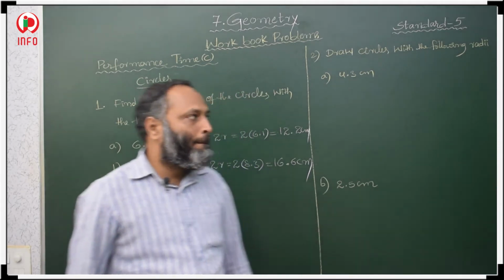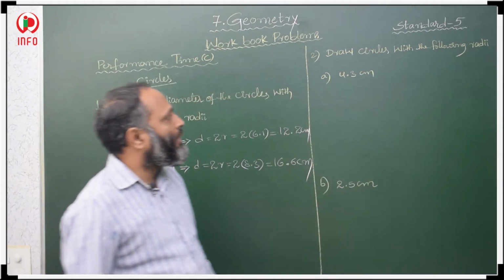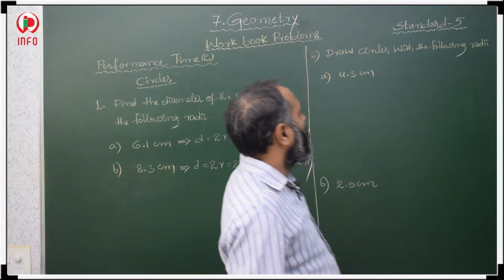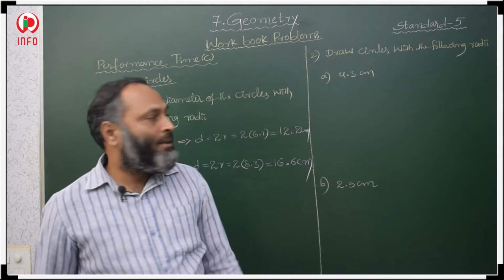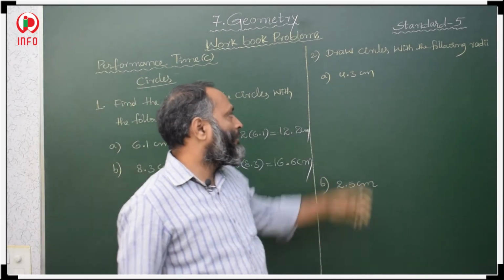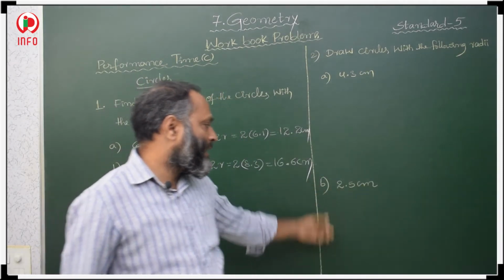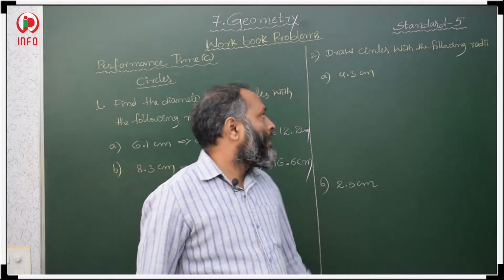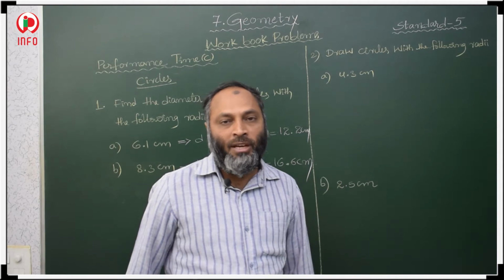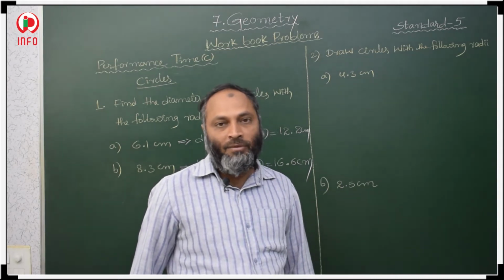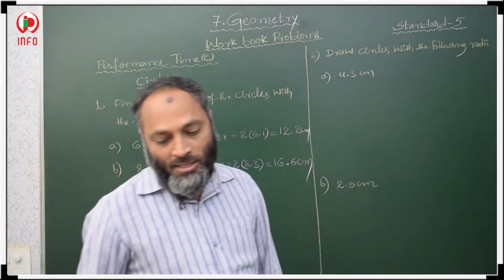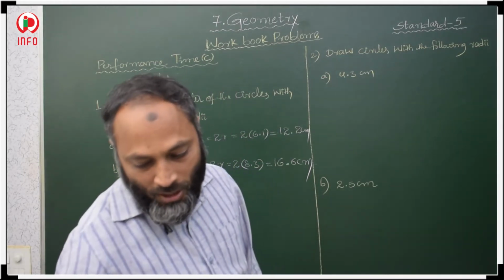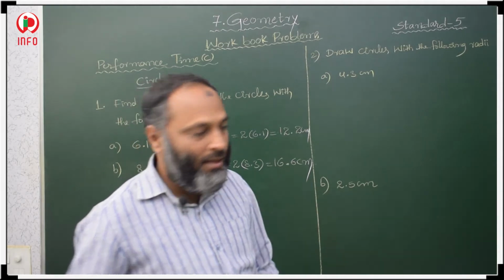Okay. Now draw the circle. Draw circles with the following radii. Here some radii are given. In A, 4.3 centimeters radius, and in the second, 2.5 centimeters. Using this radius we have to draw a circle. So how to draw 4.3 centimeters using a ruler and compass?